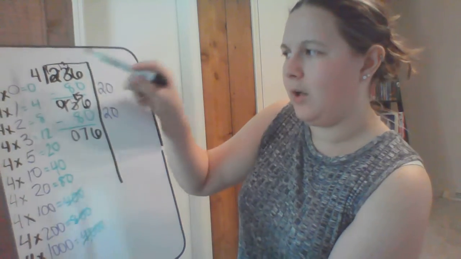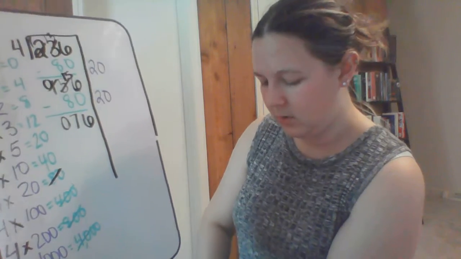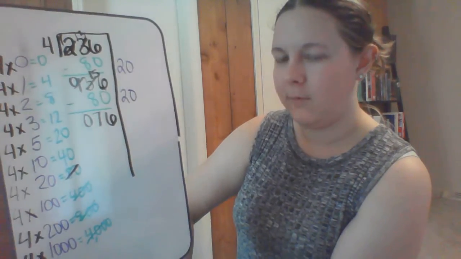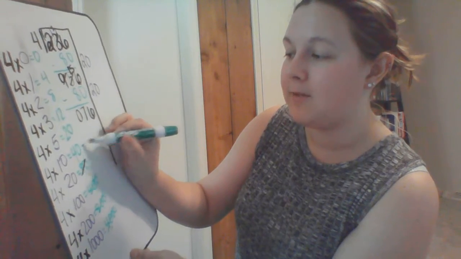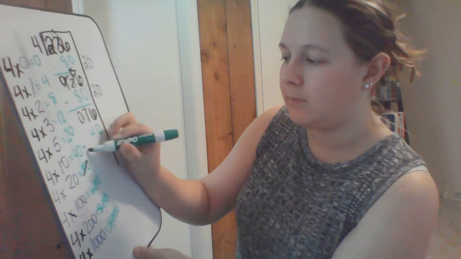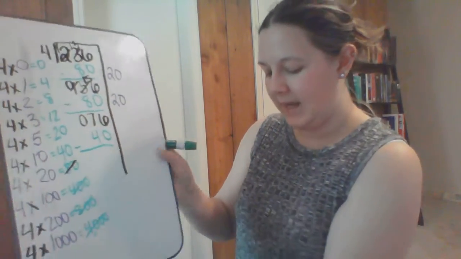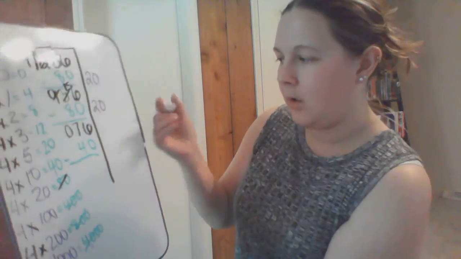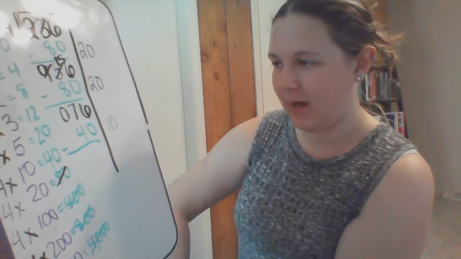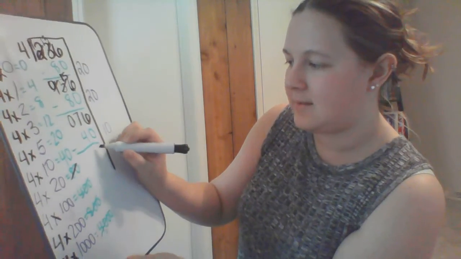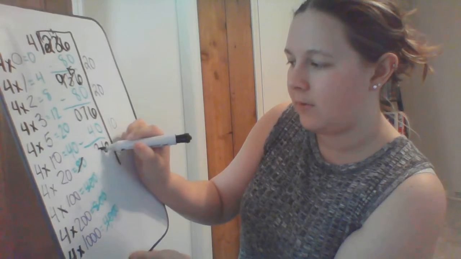Only thing is, when I look, 80 is too big. So I can cross that 80 out. 40 though. 40 works. 40 is not too big. So now, instead of subtracting 80, I'm going to subtract 40. So we've got our 40, we've got our 4. Oh, but that 10, we can't leave him out. On the other side of our bar, we're going to write 10. Then we're going to subtract. 6 minus 0 is 6. 7 minus 4 is 3.